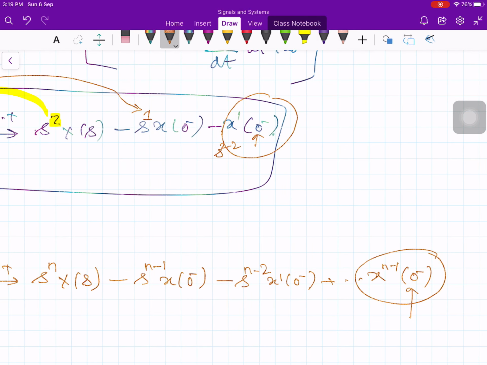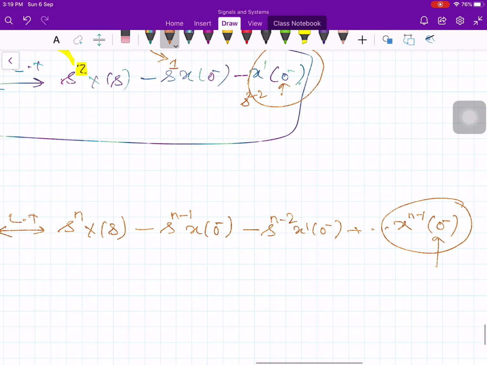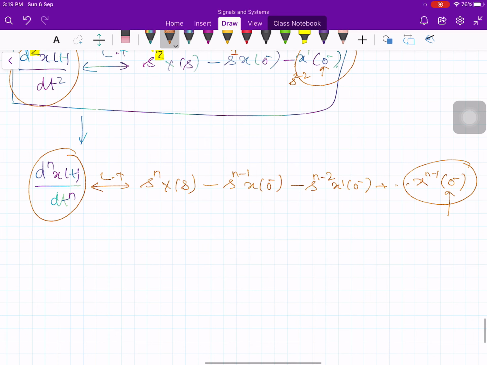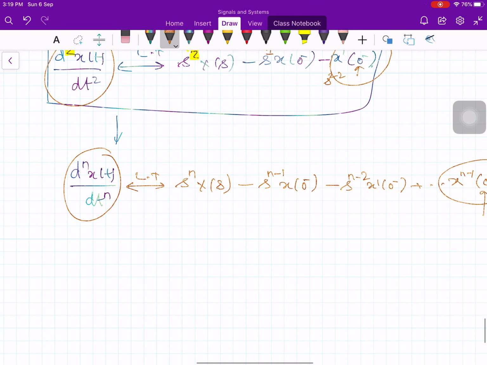Therefore we don't have to remember this formula. All we should know is the formula for the first derivative, and then one can interpolate in this fashion. In fact, you can easily get this by repeating the application of the derivative formula.